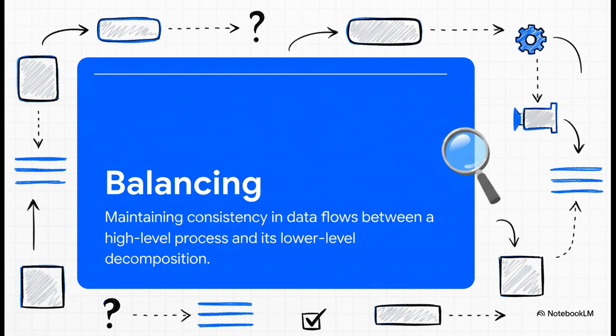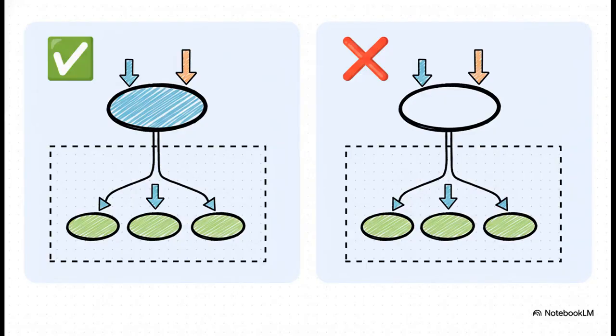It just means that whatever data goes into a process on one level has to show up in the more detailed diagram on the next level down. The inputs and outputs have to match perfectly. It's like the ultimate fact checker that keeps your DFDs trustworthy. This makes it crystal clear.